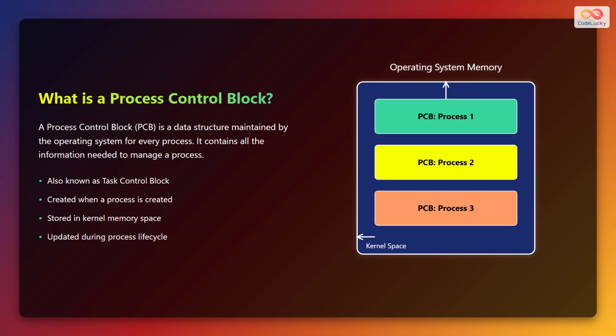PCB is created when a process is created. PCBs are stored in kernel memory space and get updated during the process lifecycle. Each process has its own PCB, allowing the operating system to keep track of every process running on the system.